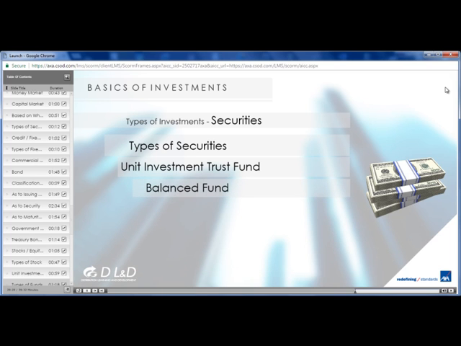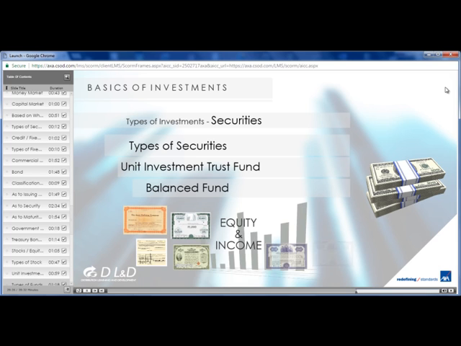Balanced fund. Equity and income components, and how each performs, are the focus of a fund that combines a bond component, a stock component, and sometimes a money market component in one portfolio. It is characteristic of a balanced fund to retain a fixed mix of bonds and stocks.